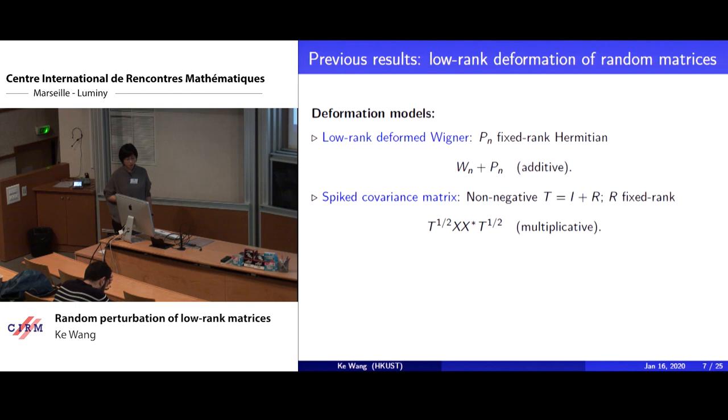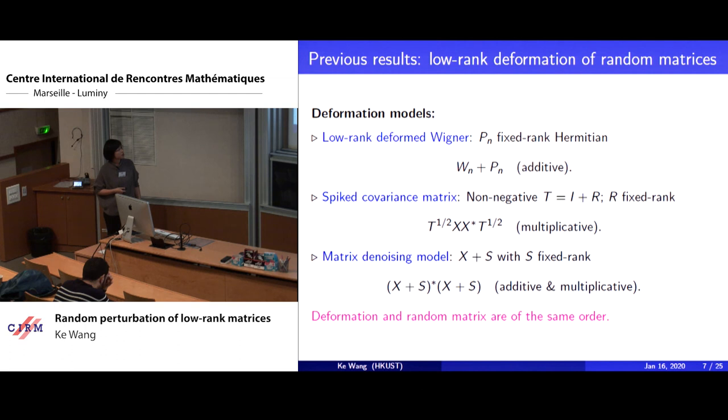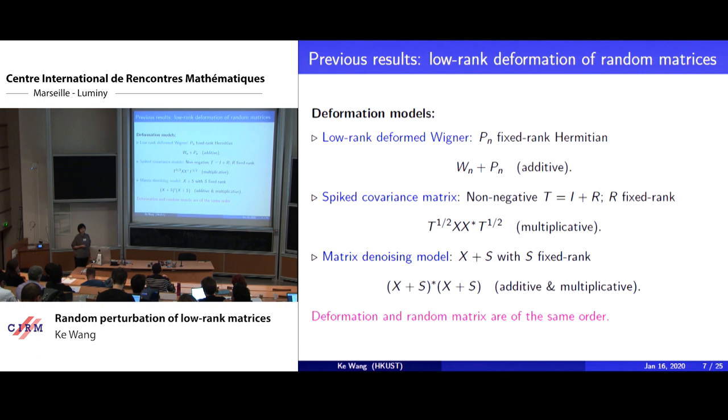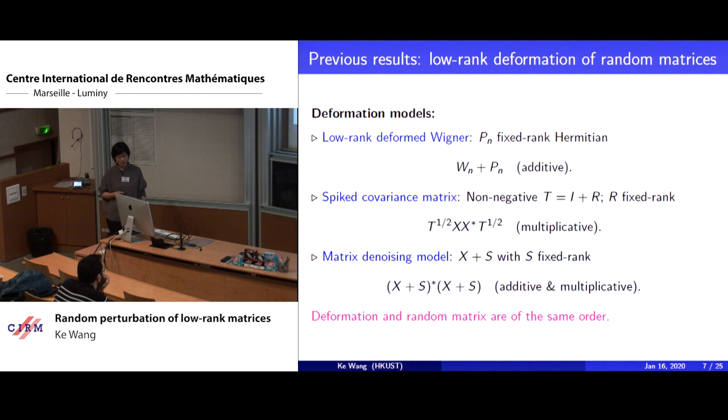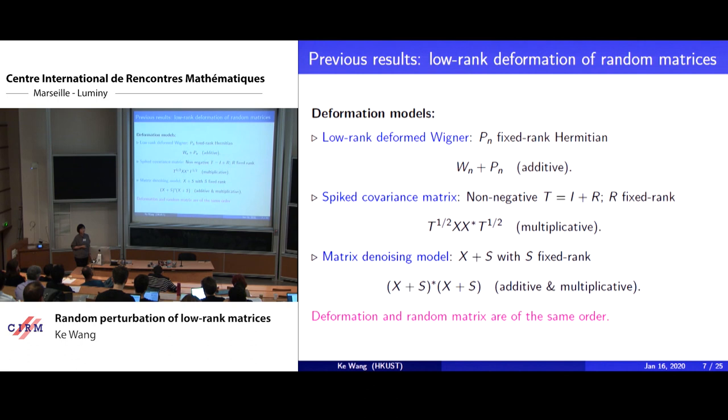And for the matrix denoising model we are considering here, we are considering the singular values and singular vectors, so it's equivalent to talk about the eigenvalues and eigenvectors of X plus S times X plus S transpose. So it's both an additive and multiplicative deformed model. Here we assume that the rank of the deformation matrix is always fixed, independent of matrix size. And also here we consider the case when the deformation and the random matrix eigenvalues are of the same order.